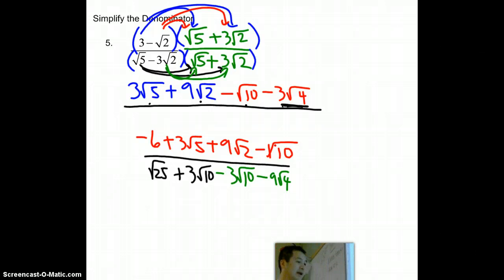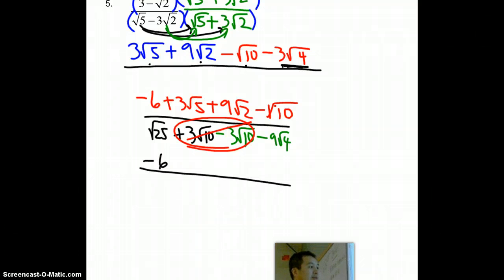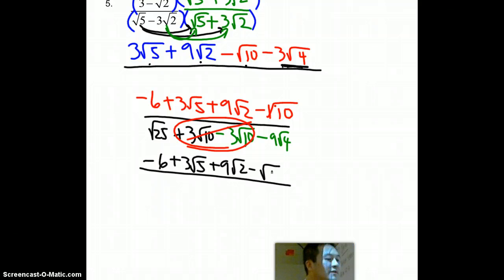Does anything simplify? Take a look. Luckily, look at this. The middles go away. They're exactly the same, but opposite sign. Can we simplify square root of 25? What's the square root of 25? 5. Very good. The top stays the same. Negative 6 plus 3 square root of 5 plus 9 square root of 2 minus square root of 10. The bottom is 5. And what is this? Negative 9 times 2. Isn't this negative 9 times 2? Negative 18.